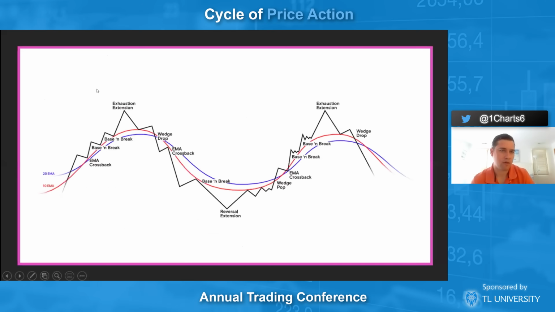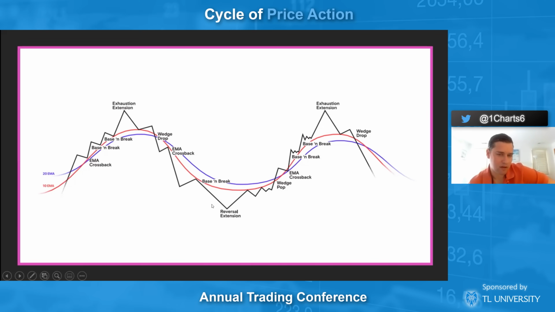All righty, so I'm going to start at the bottom of the cycle. When a market has been in a downtrend, it's selling off, and at some point, not always, not all of these steps occur perfectly in unison. Sometimes you may get them. Well, let me just explain the reversal extension, work through it, and then I'll talk through some other things.